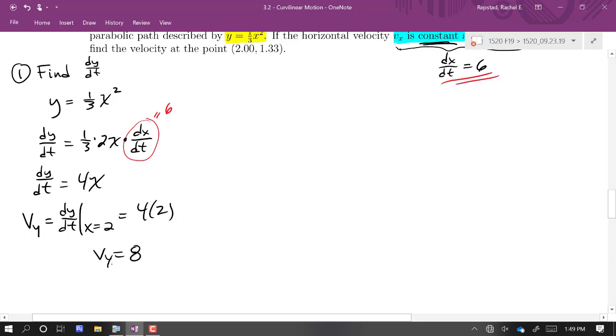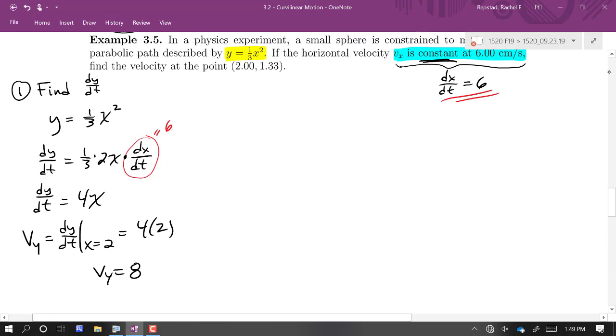So Vy is 8. What quadrant is this vector in? First one. Yeah, and why? Yeah, because they're both positive. So it's first quadrant, x and y both positive. That puts it in the first quadrant. That means I won't need to make any adjustments at all when I find theta this time.